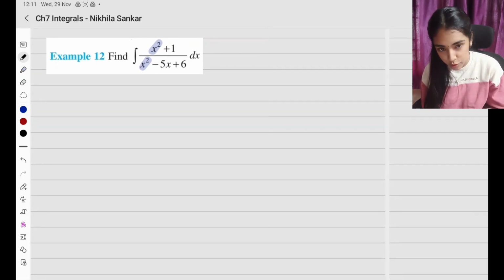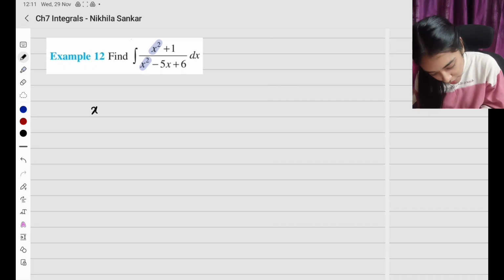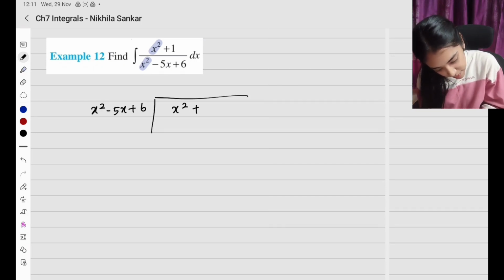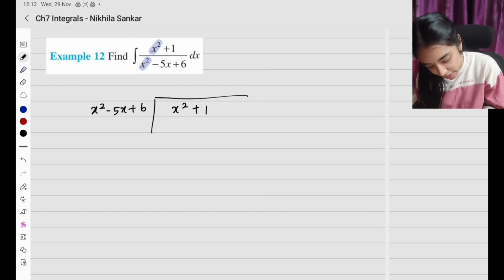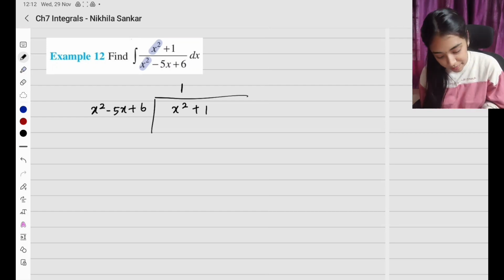So what am I going to do? First of all, I'm going to do division, long division method. So this is my divisor and this is my dividend. ஞாபகம் இருக்கா? இப்போ நான் என்ன பண்ண போறேன்? How do I find the quotient? So basically இங்க x square இருக்கு, இங்கேயும் x square இருக்கு. So multiply by 1. So I can multiply.